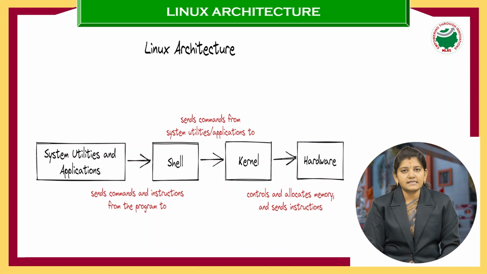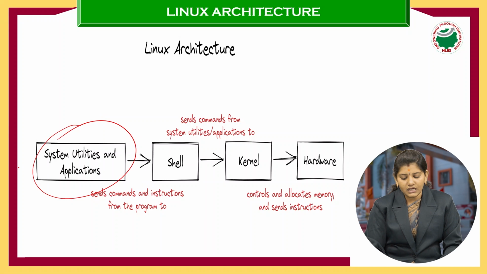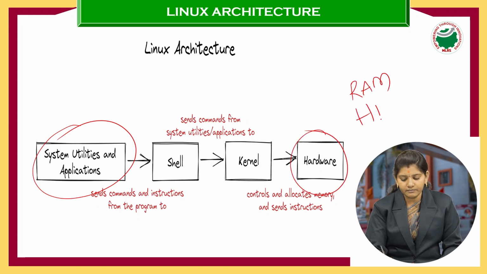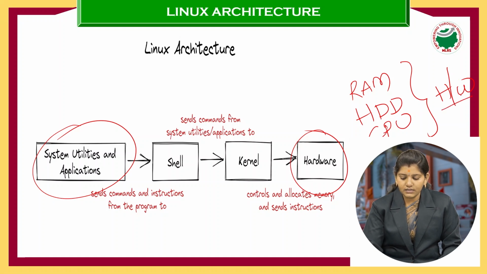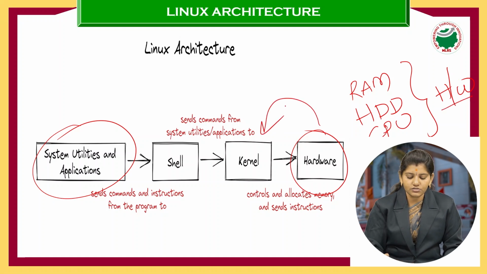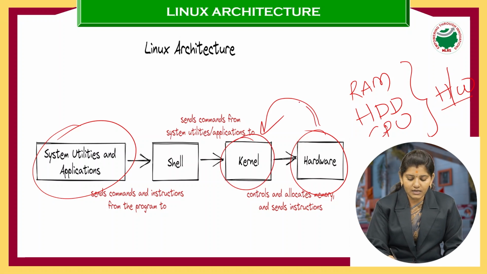So this is the Linux architecture, consisting of hardware, kernel, system utilities and applications. First, the hardware: we have RAM, HDD, CPU. These are called the hardware components, and they send instructions to the kernel. The kernel operates all the resources according to what we request.